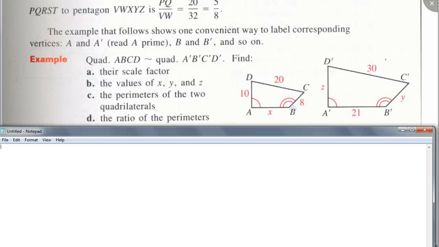Any questions? All right, go ahead and try this example. Find their scale factor, the values of x, y, z, the perimeter of the two quadrilaterals, and the ratio of the perimeters. Go ahead, everybody try. I'll wait.